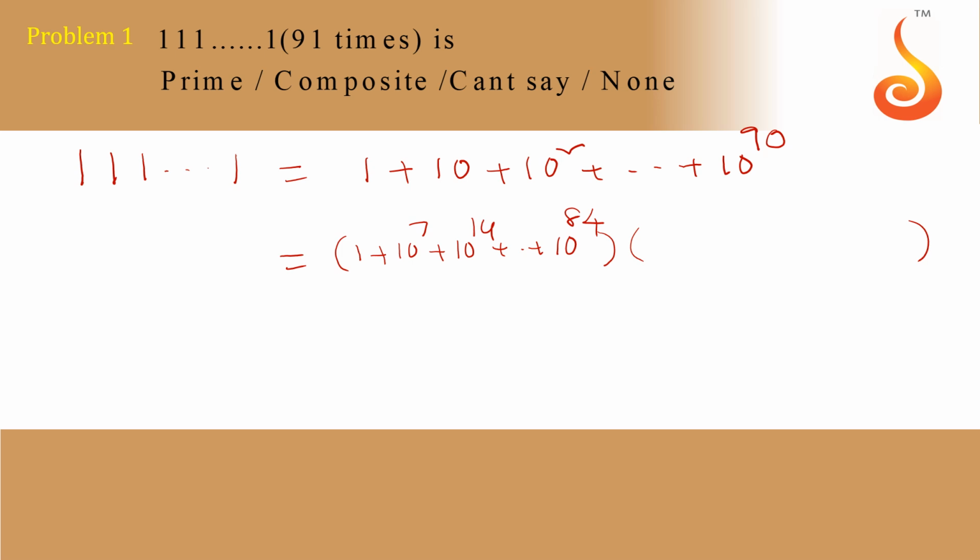So if I do 1 plus 10 power 7 plus 10 power 14 plus so on 10 power 84, if you observe, it is 10 power 0, 7 1s, 7 2s, like that, 7 12s, are 13 terms. Then 1 plus 10 plus so on 10 power 6. So if you observe this 13 terms into this 7 terms, 13 sevens are total 91 terms, starting with 1 to 10 power 90 you are getting. So this says very clearly you are able to write it as a product of two numbers. So it is a composite number.